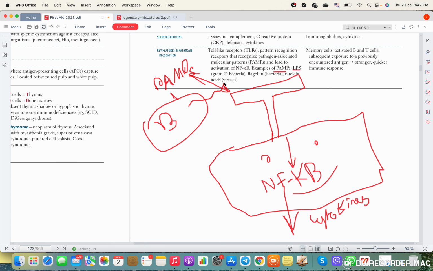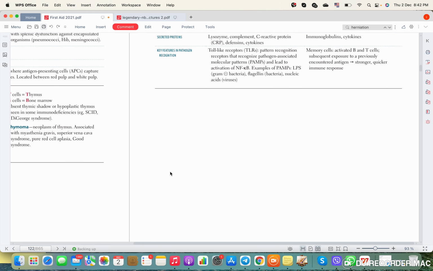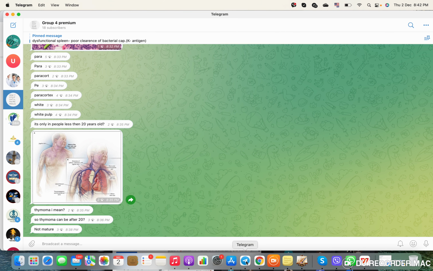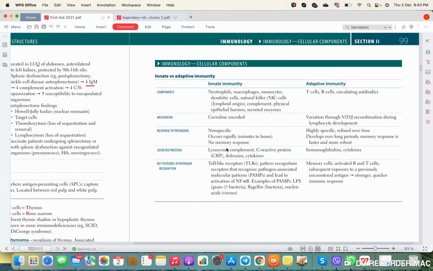Also, nucleic acid in the case of viruses, for example. Well, viruses do not contain lipopolysaccharide. They don't have flagella, but they do have nucleic acid, which can be recognized by the toll-like receptors. That can lead to activation of NF-kappa B, which leads to the production of a lot of cytokines that can protect your body. Of course, this response is highly nonspecific. This is your local police officer. They are nonspecific, but they are good.